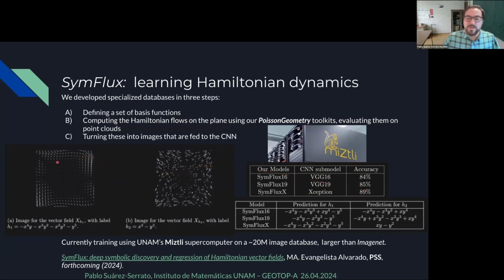So here's an example where we have an image of a vector field with a Hamiltonian function h1, which is given by this polynomial here. And here's another one, h2, given by this polynomial here. So this is what these vector fields look like. And here on the right, we have the prediction given once we use these systems for what the polynomial should be. And you can see that the first one is not very good, but the last one actually hits it exactly on the nose. So that one's actually quite good.